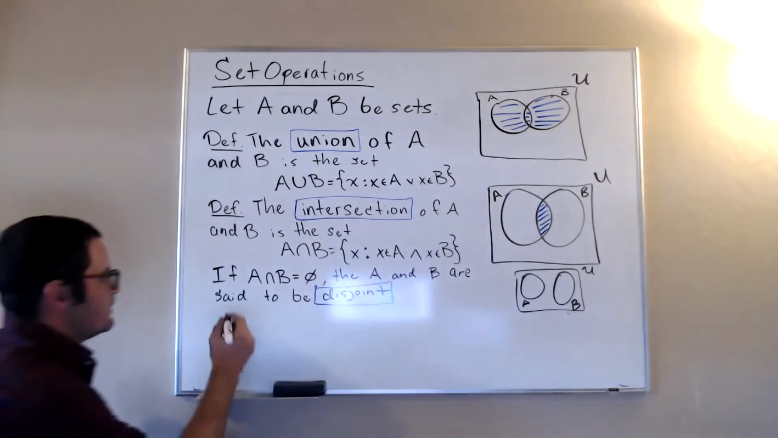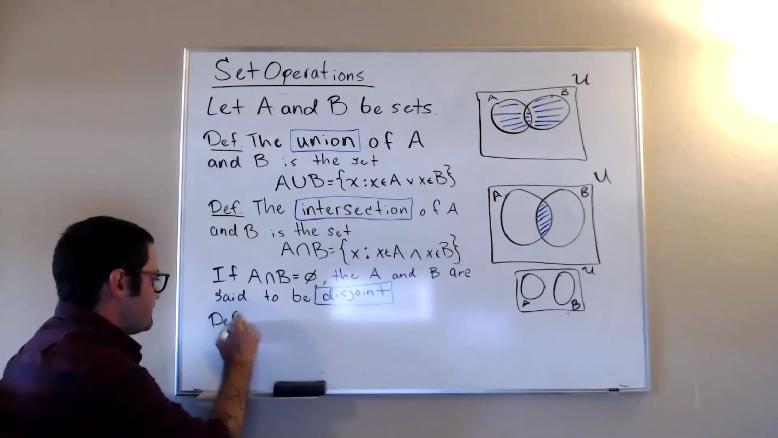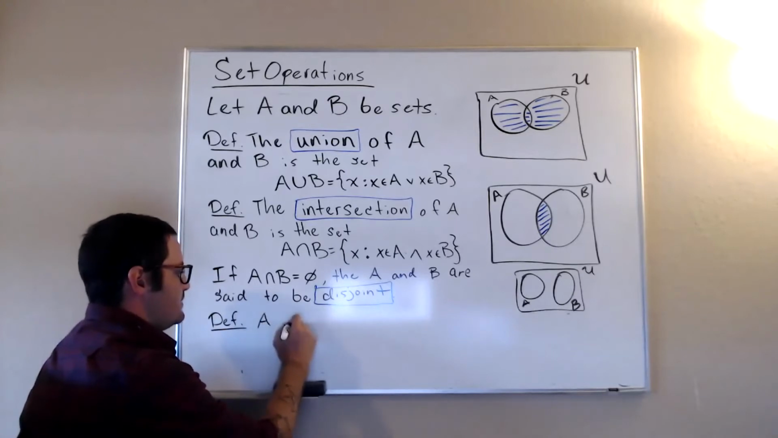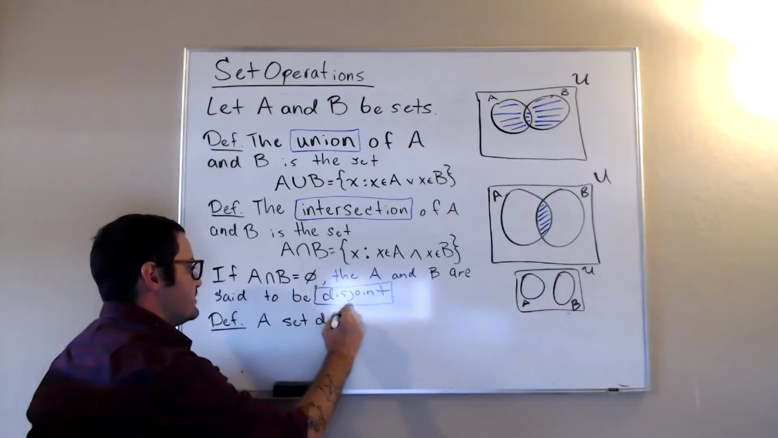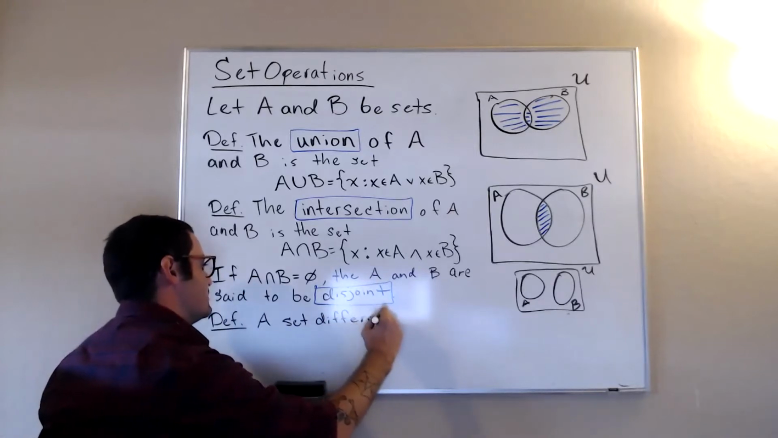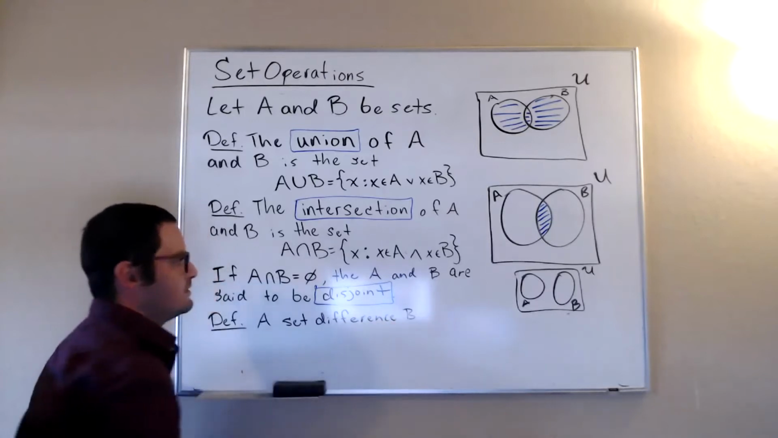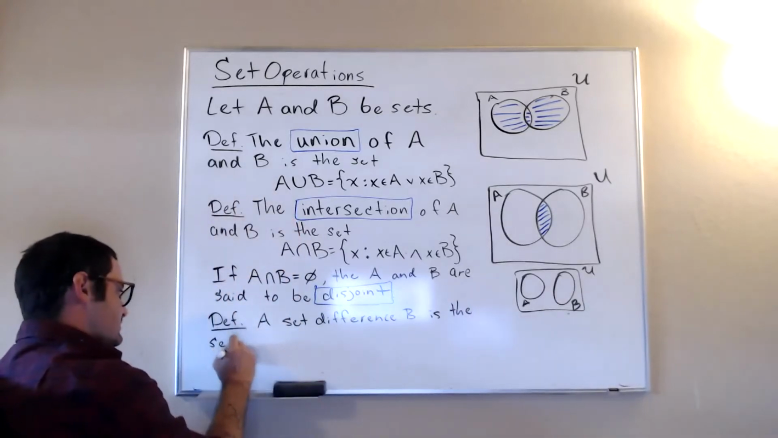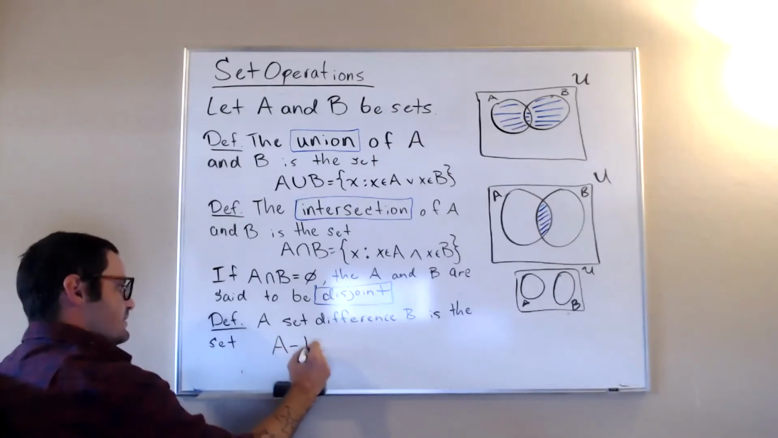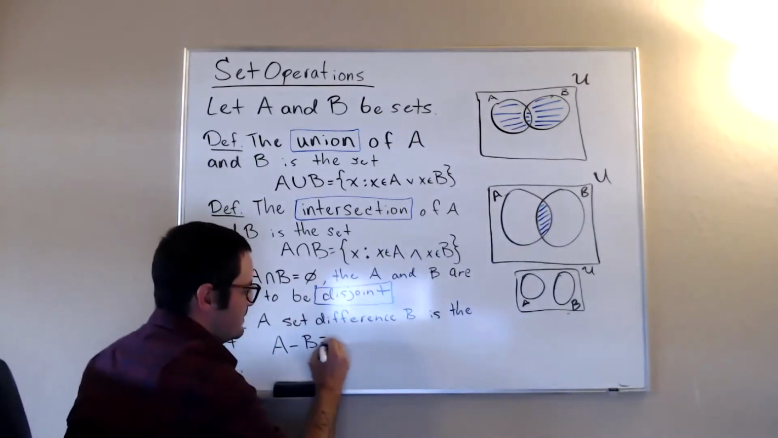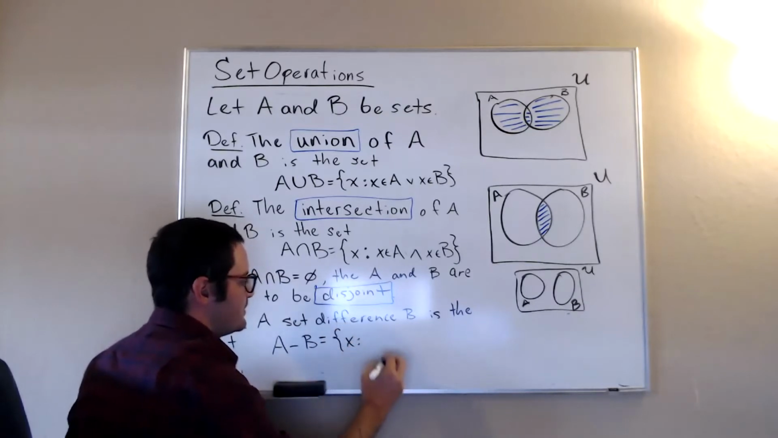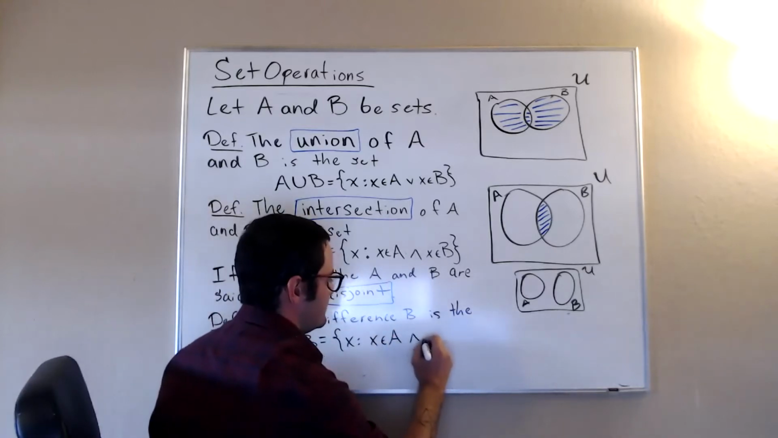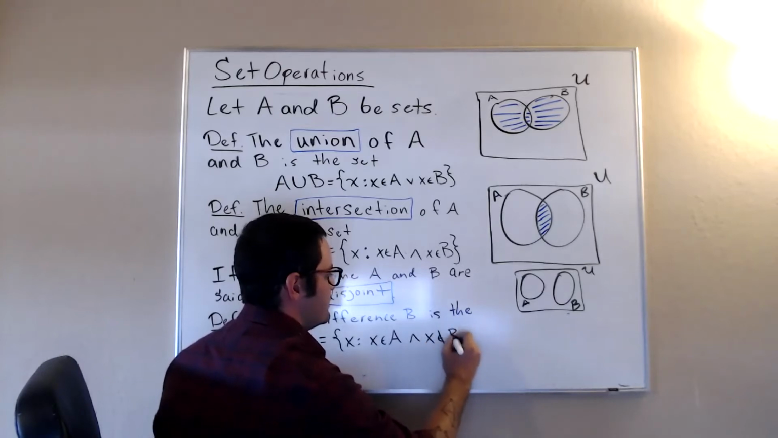Okay. All right, so we have a few more definitions. The set difference A and B is the set A set difference B, so it's like A minus B. This is the set of all X such that X is in A and X is not in B.